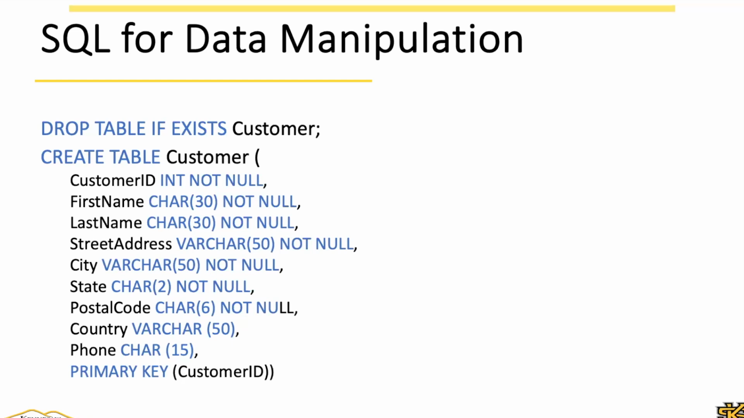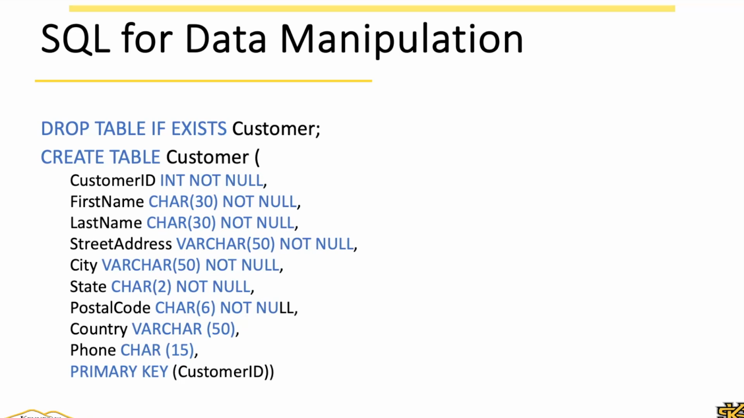Next, you use the CREATE TABLE statement to give the table a name and define its attributes. For example, the customer ID is an integer and it cannot be null because it will serve as the primary key. For the first name, we define it as a character type with a length of 30 characters, and it also cannot be null. We follow the same process for other attributes, defining their types and constraints.